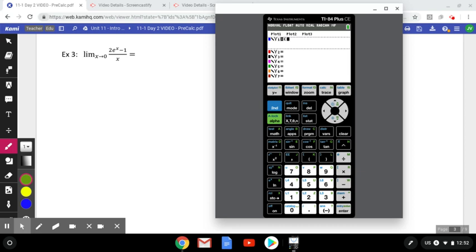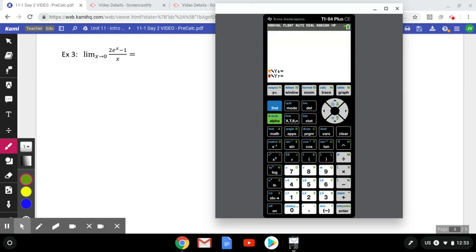I'll need parentheses in the numerator because I have more than one term. So I've got 2, and then I'll do second natural log, which will get me the e to the x. Just type the x in. Make sure to cursor out of that exponent position, and then you'll type your minus 1. Then we need x in the denominator.